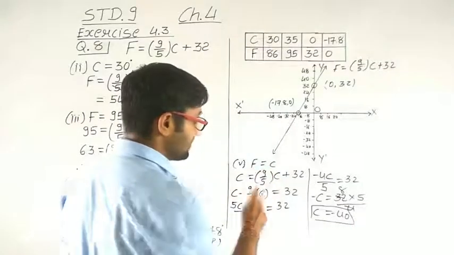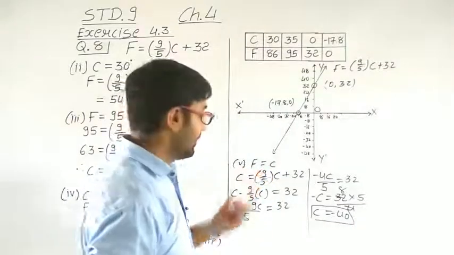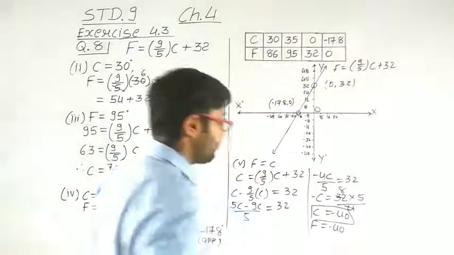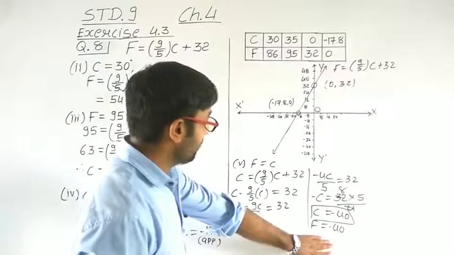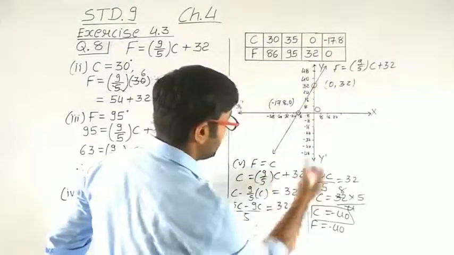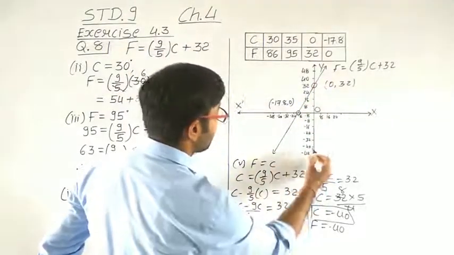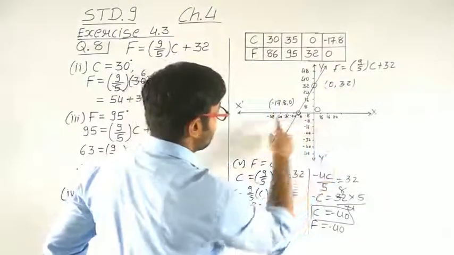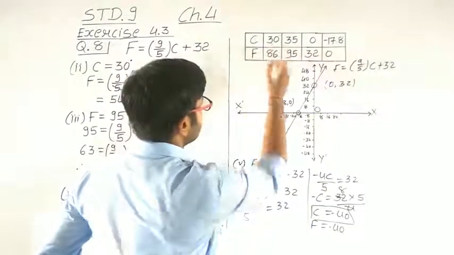And see, F and C both we have taken equal. So here F is also minus 40. So this value we can also get from the graph. See, this is the linear graph. Here is the minus 40. That is the y. Y means the Fahrenheit. And this is the value of x, and that is Celsius.